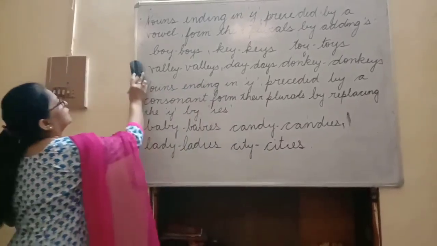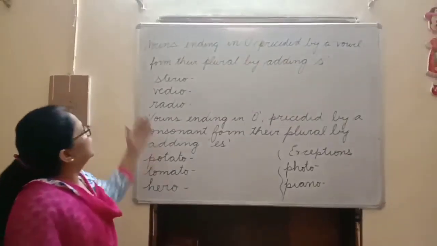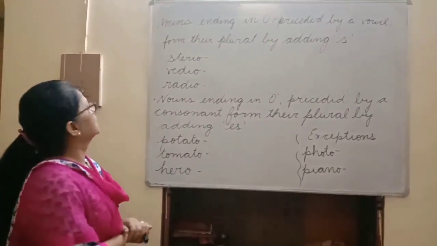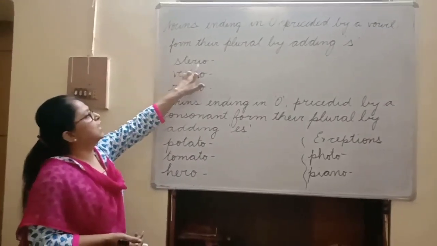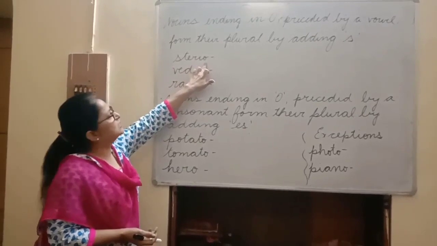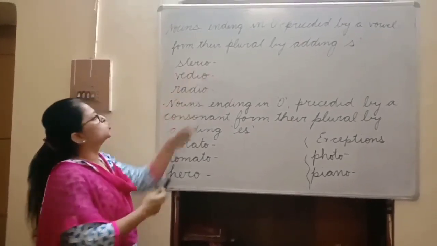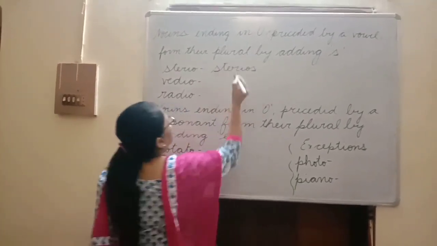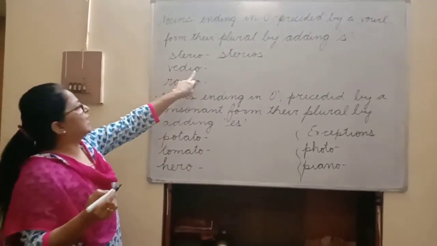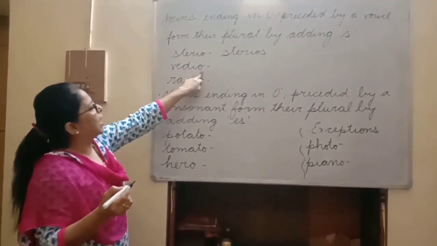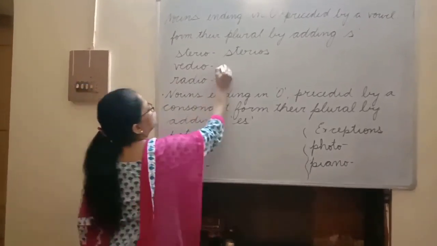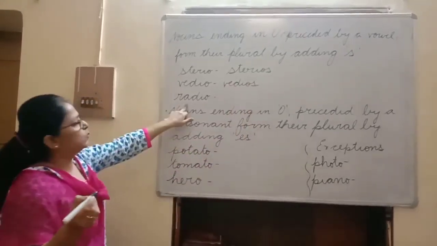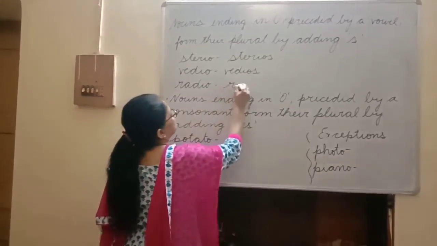Okay, now the next one. Next rule. Nouns ending in o preceded by a vowel form their plural by adding s. For example, stereo. This noun ends with o and it is preceded by a vowel that is e. So it becomes stereos. The next one, video. It ends in o and it's preceded by a vowel i. So videos. Same is the case with radio. Radio becomes radios.